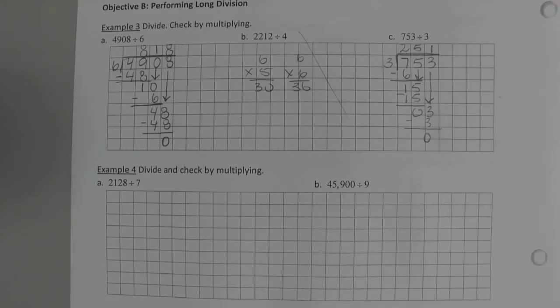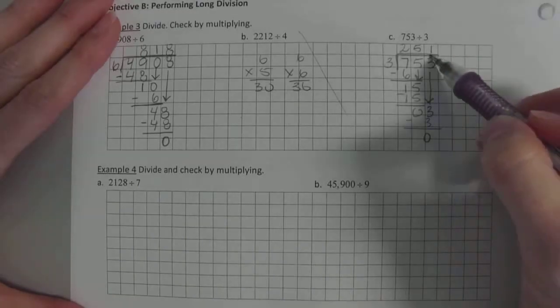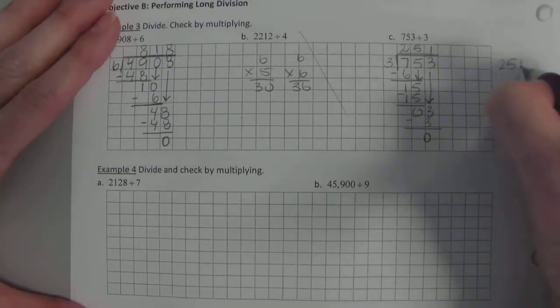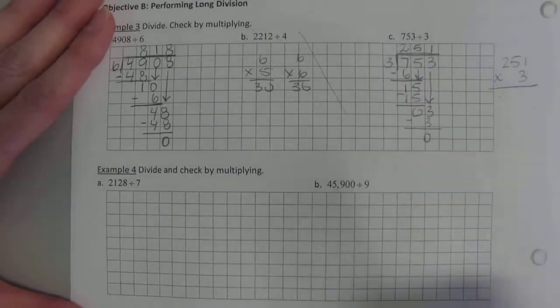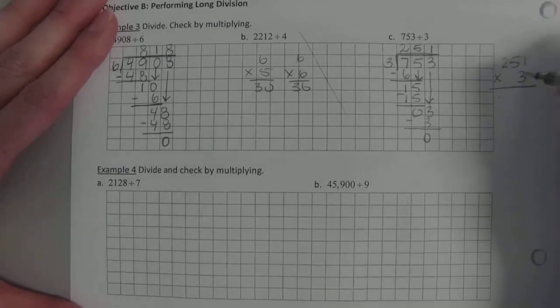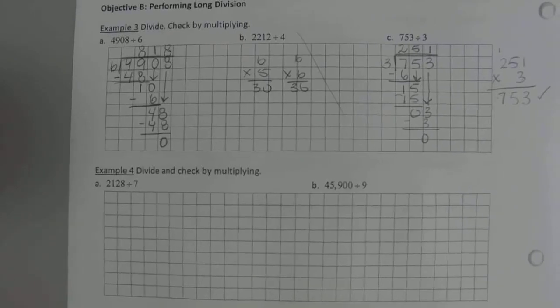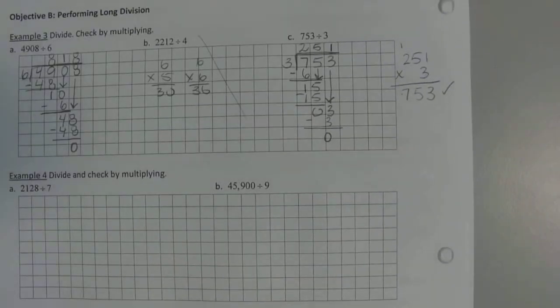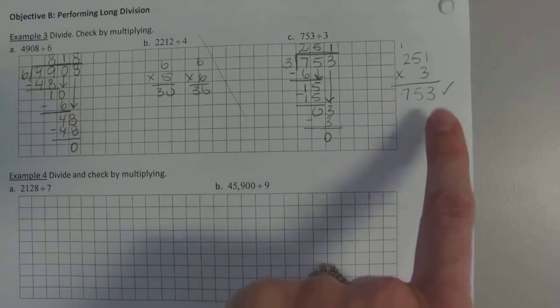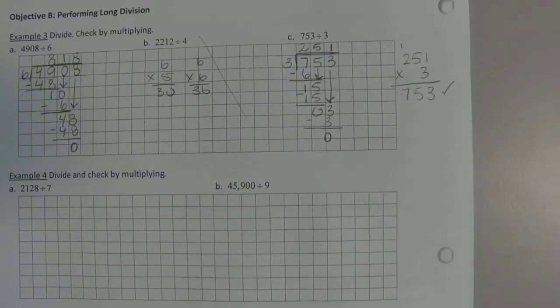So there's no remainder. How can you check these? I'll just show you on this one. Do you have to check? No, but I just want to show you. You take your answer, your quotient, 251, and multiply by your divisor, what you divided by. And your answer should be the big number that you divided into, okay? 3 times 1 is 3. 3 times 5 is 15, so I'll put my 5, carry my 1. 3 times 2 is 6, plus 1 is 7. So I did the right math, okay? There it is, sorry. So 753 matches the 753 that I started with.